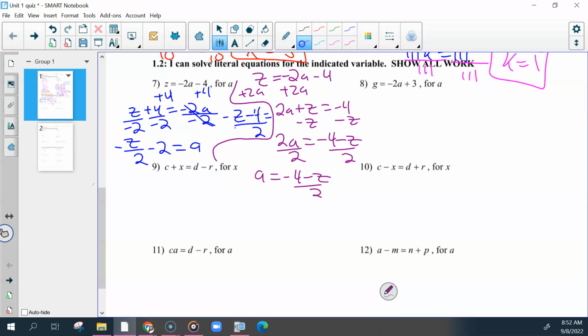Or if you did it individually, you would have a equals negative 2 minus z over 2, which is the same thing we have here. So either way works, and there were multiple answers for that.